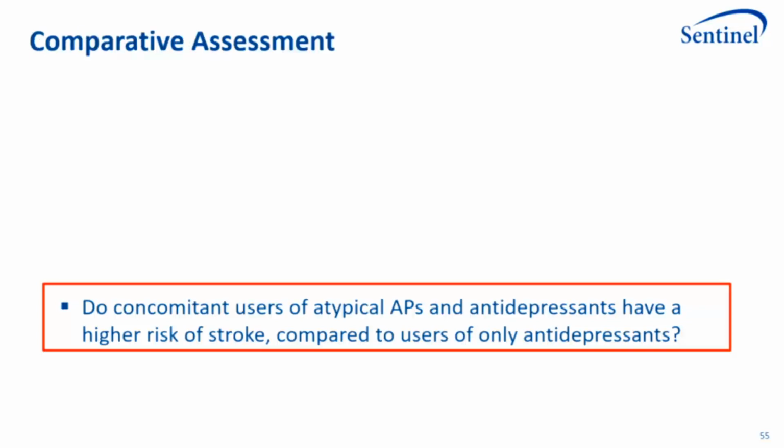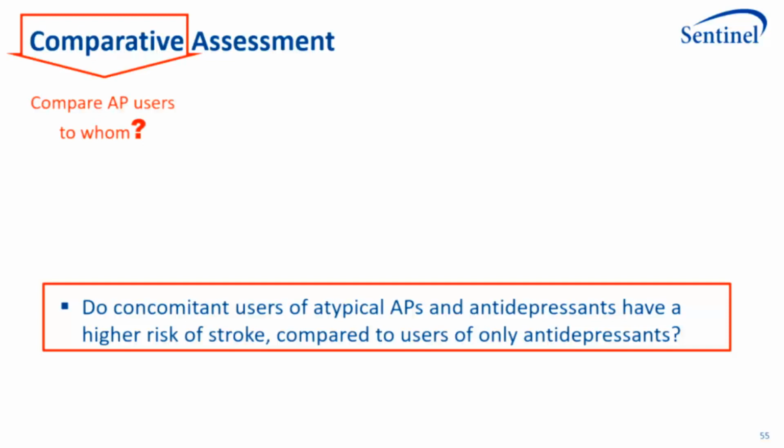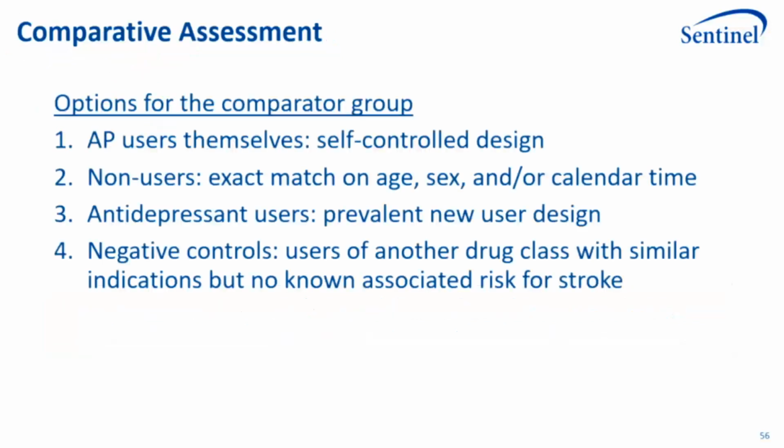And then in the context of comparative assessment, who are we actually comparing the antipsychotic user to? That is a challenging question because CIDA only works in a way that you need to find the index event for either side of the comparison treatment group. We came up with 4 options for the comparator for this aim 2: antipsychotic users themselves, the non-users, antidepressant users, or the negative controls.